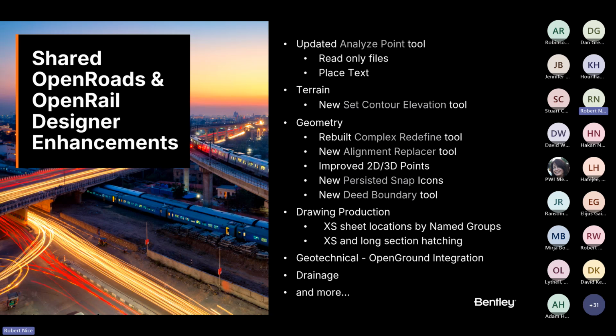Drone production, a bit more on there. Geo, I'm not a geo guy, but we've done a lot of OpenRail integration. So that's geotechnical stuff, a lot of drainage stuff and more. But that's just kind of the road and rail. So we all get those. If you're running rail, you're going to get all these as well anyway.